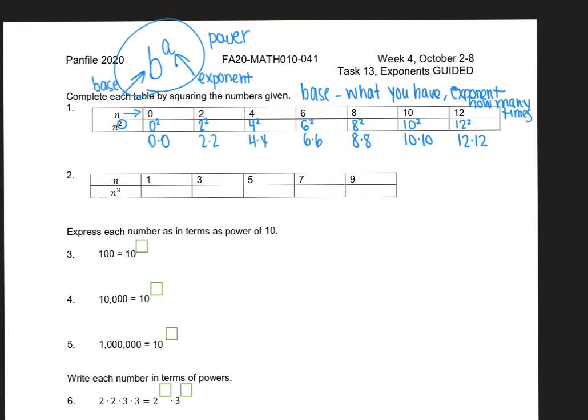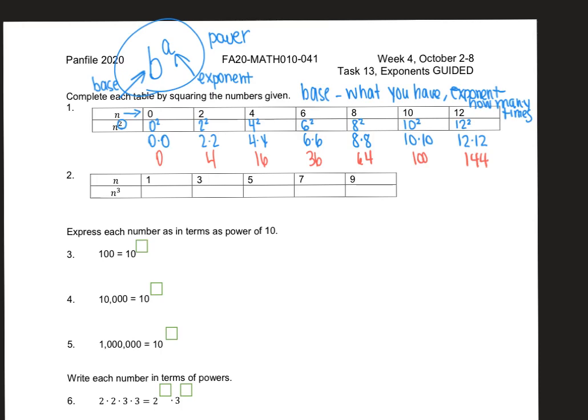Okay, so 0 times 0 is 0. 2 times 2 is 4. 4 times 4 is 16. 6 times 6 is 36. 8 times 8 is 64. 10 times 10 is 100. 12 times 12 is 144. Again, these are all numbers that you see on a multiplication chart that go down along the diagonal line. These are all perfect square numbers, which we will talk about more at a later date.